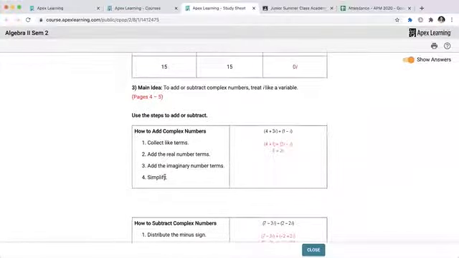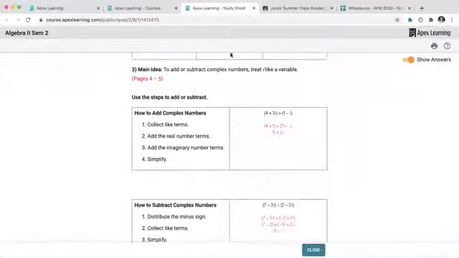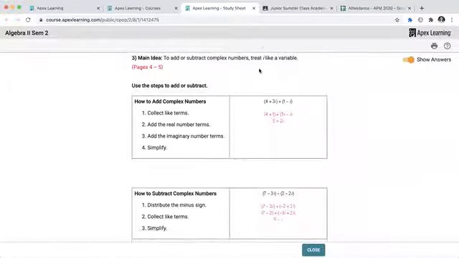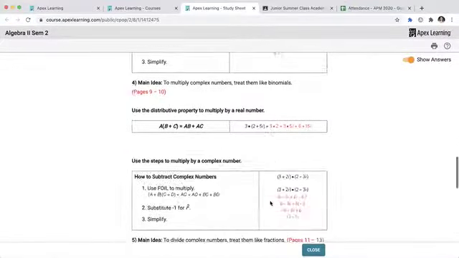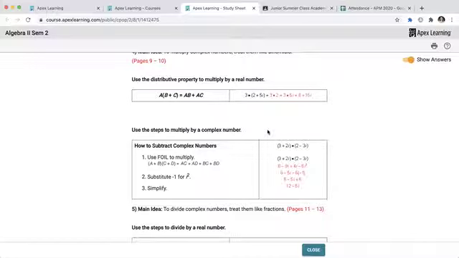All right, so then obviously here to add or subtract, we just said we treat i like a variable, where we collect like terms, we add or subtract them, and then we simplify. Okay, when we are multiplying, we treat them like binomials, still treating i like a variable.